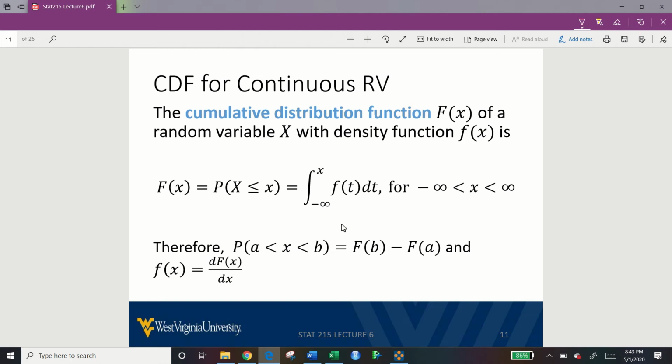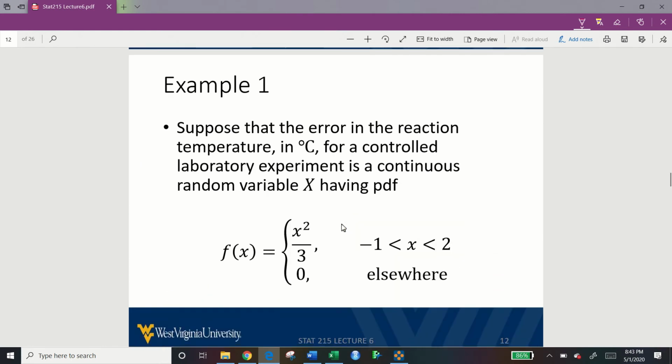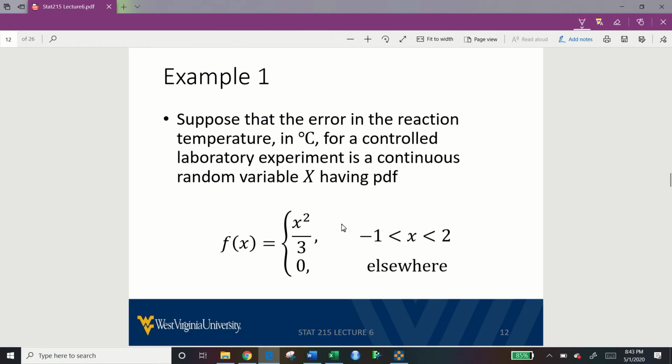Hopefully this hasn't been too bad so far. For the remainder of this lecture, let's take a look at about 3 examples, because I know I just threw a lot of information at you, and sometimes the best way to understand these concepts is through examples. Let's take a look at example 1.